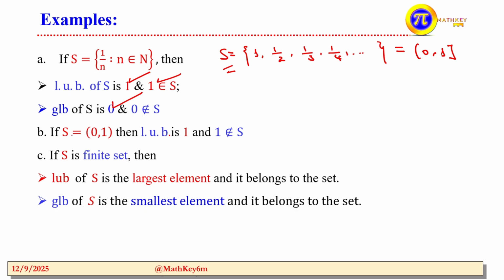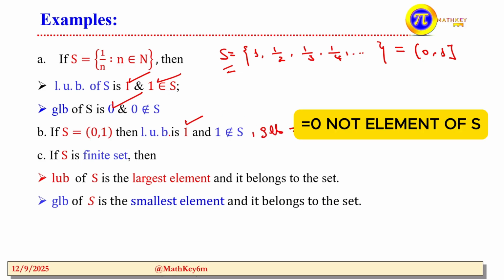You can consider this S as 0 to 1. Then what's the least upper bound? That is 1. 1 is the least upper bound, but it is not an element of S. Similarly, the greatest lower bound for this one is what? The GLB for this one is 0, but it is not an element of our S.